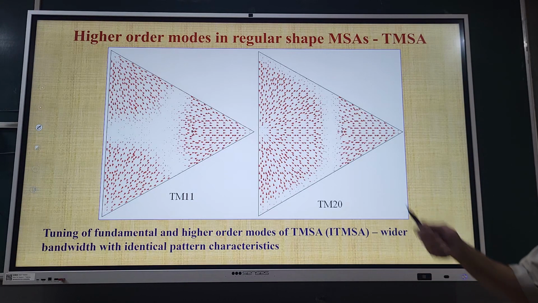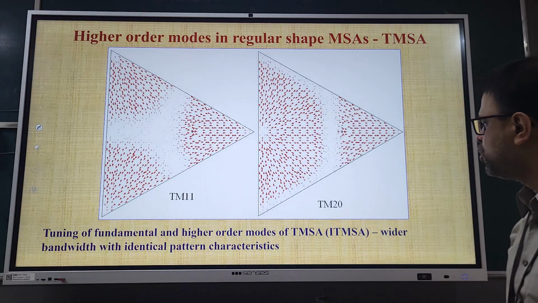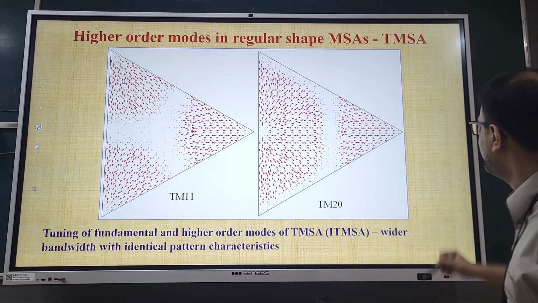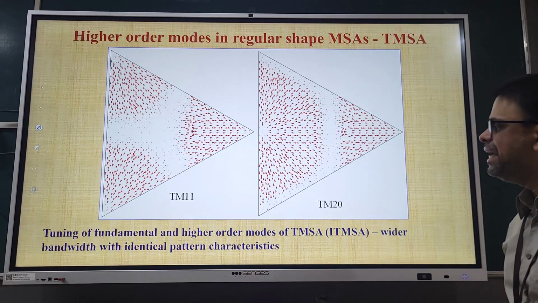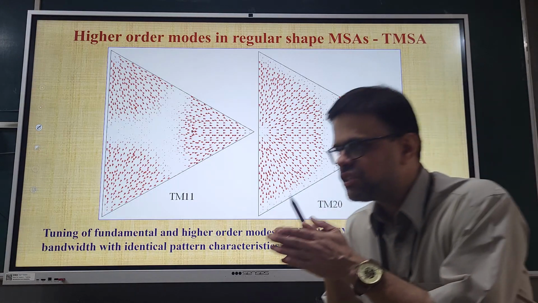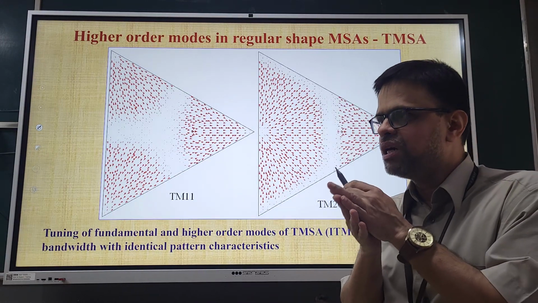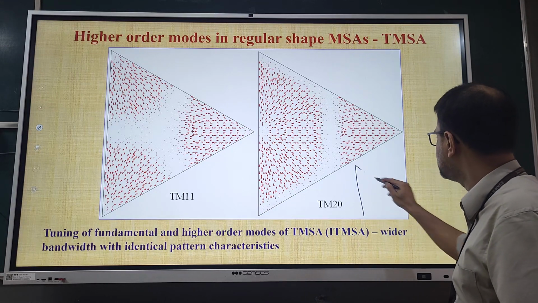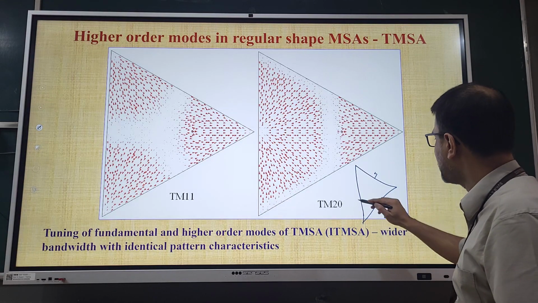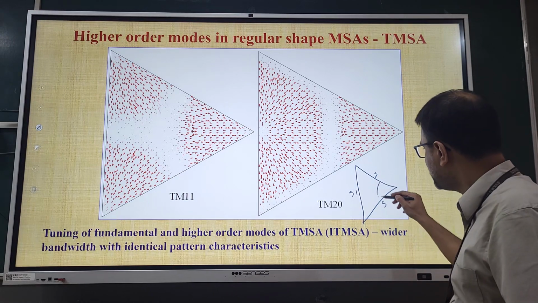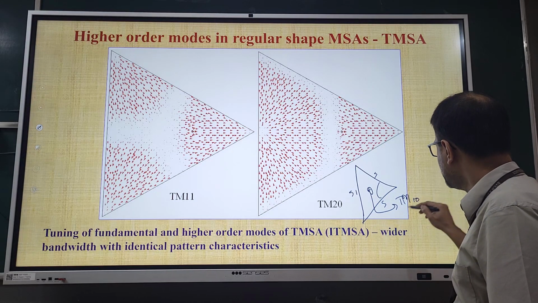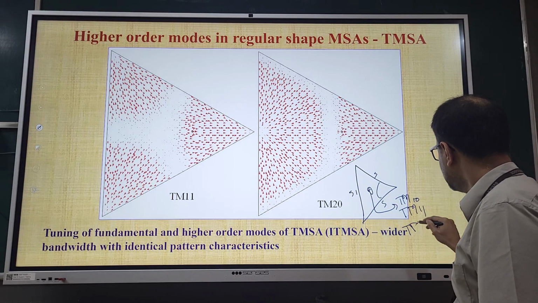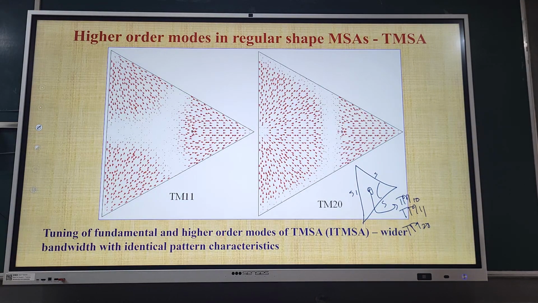And again in continuation to that, we have already seen the higher order modes of equilateral triangular geometry, that is TM11 and TM20. In fact, I just want to give one more beautiful theory related to this. I have mentioned over here tuning of fundamental and higher order modes of IT-MSA, isosceles triangular microstrip antenna. In that we have observed how the patch will look like this. This is the isosceles triangular microstrip antenna, where these two side lengths are equal and this is different. So when I change this theta, the spacing between TM10 and TM11 as well as TM20, the first 3 order modes, changes, and that gives me a broadband response.